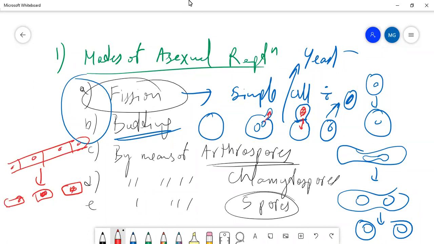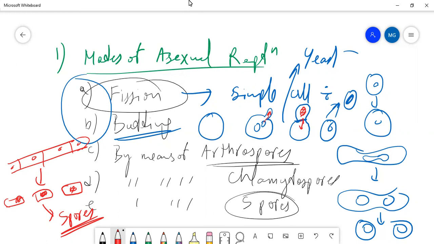And they start behaving like what? They start behaving like spores. Individual cells get separated and they behave like spores. Again, they'll start multiplying. So this is what is arthrospores.